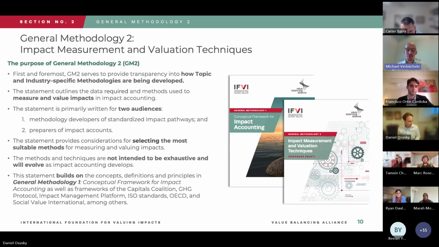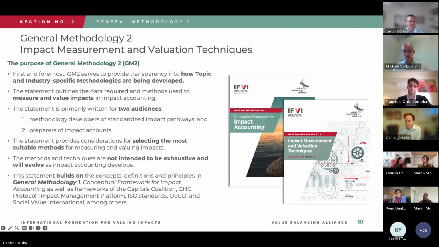And the purpose of this statement is really to create transparency to guide the development of our topic and industry-specific methodologies. So really providing more details on the data collection, on the methods that we're using to measure and to value our impacts in our impact accounting system. And basically, we have two audiences for which those are meant. So on the one hand, the developers of standardized impact pathways, so really developing these topic methodologies, or the preparer also of impact accounts.